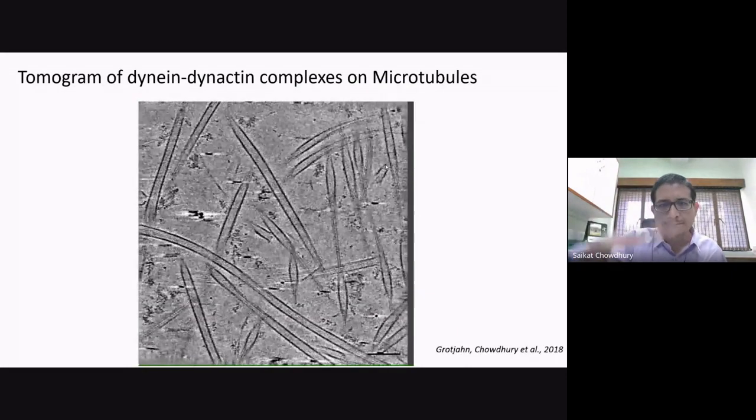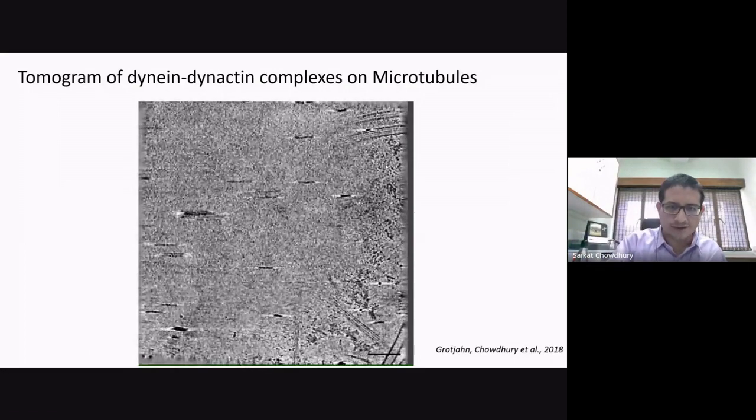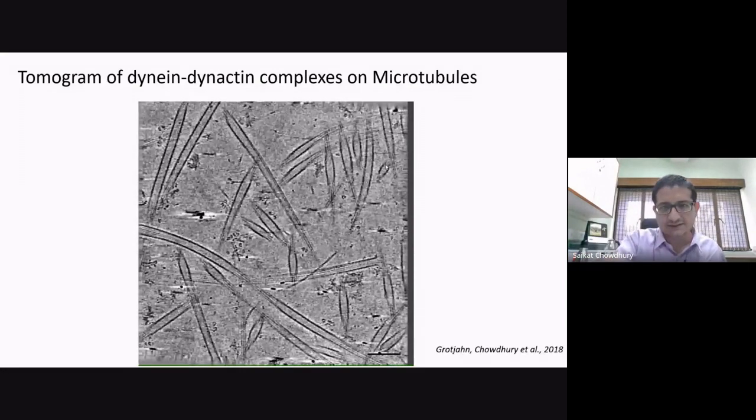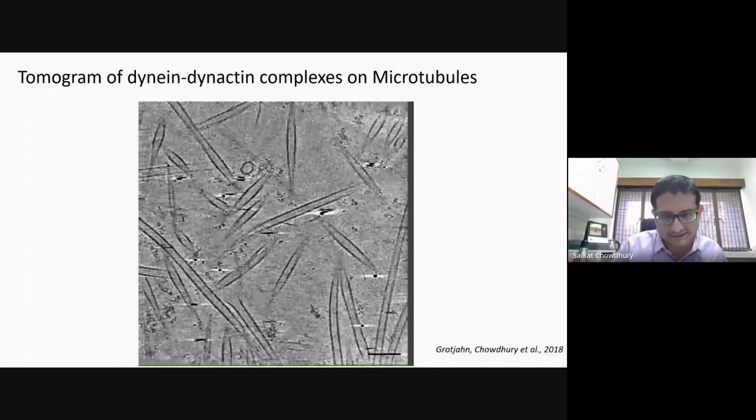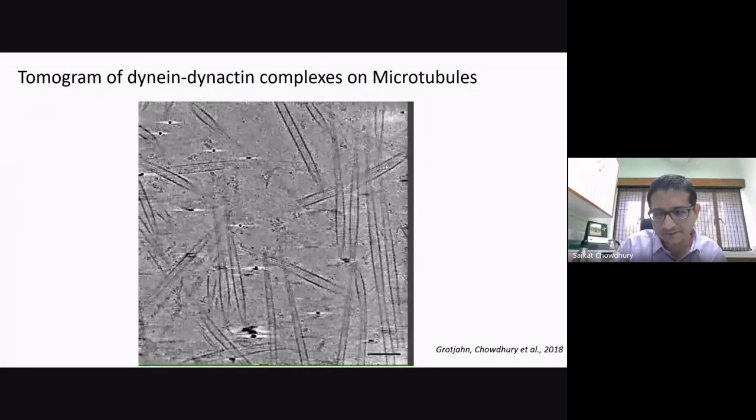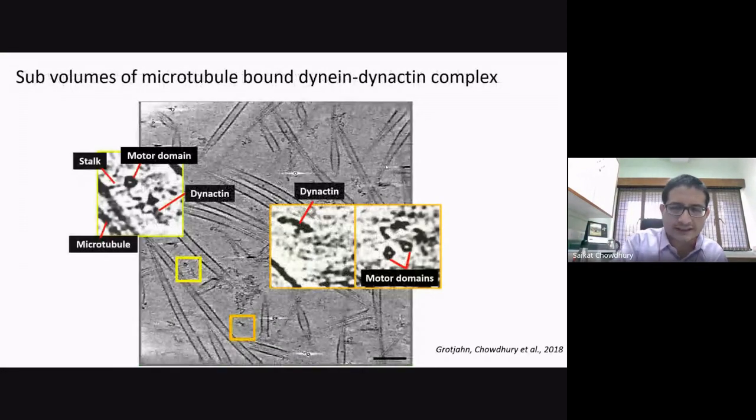I'm just going through the Z-axis of that volume, and you can see these microtubules crisscrossing with something attached to them in this block of ice that was reconstructed by tomography. And then what we do, just like we isolated 2D images, which I showed you from a 2D micrograph, here we isolate small volumes, which are called subvolumes, from this whole tomographic reconstruction.